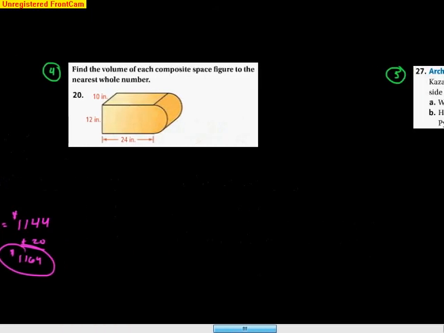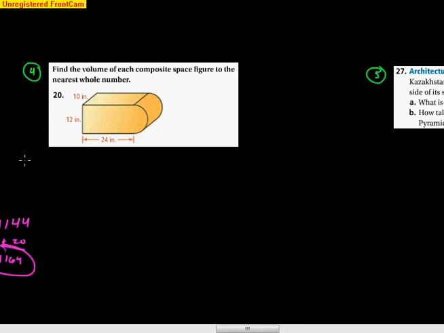Okay, next, another composite figure here. We need to find the volume this time. The first thing I would do is draw this dotted line, because what that dotted line signifies is, okay, here's a rectangular prism, here's half of a cylinder. I can attack this problem. So let's start with the rectangular prism.